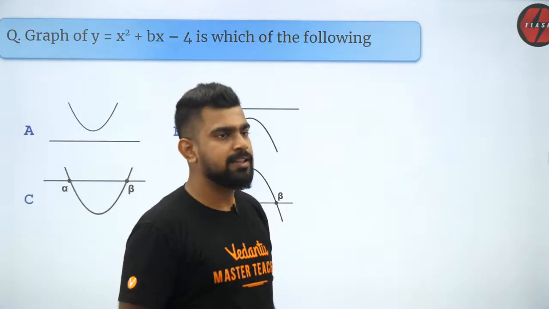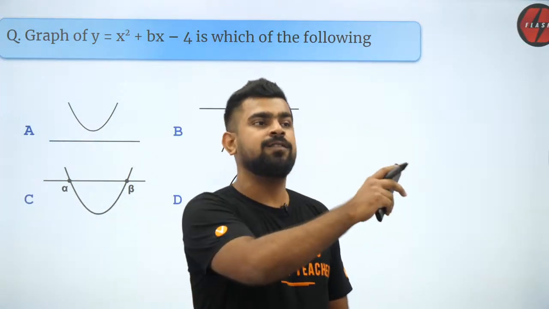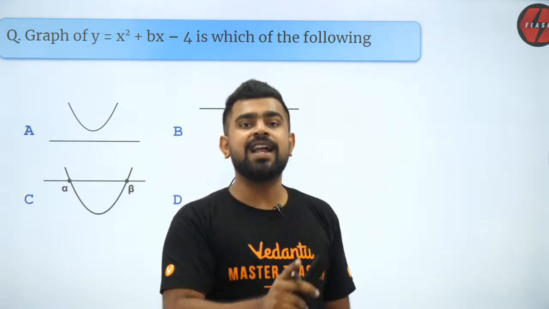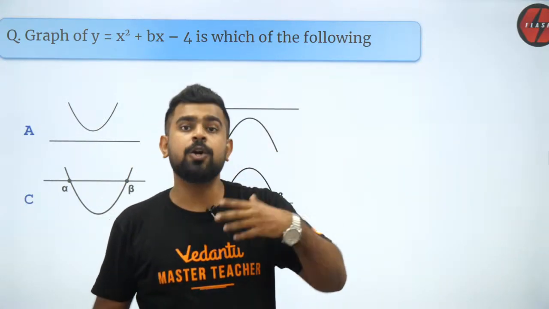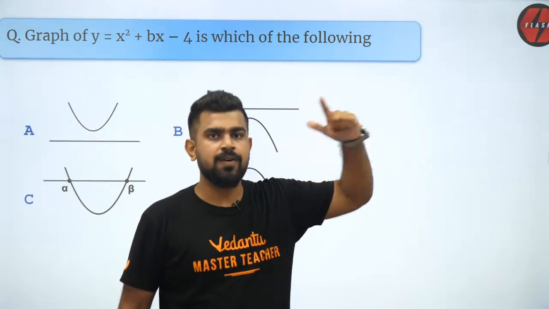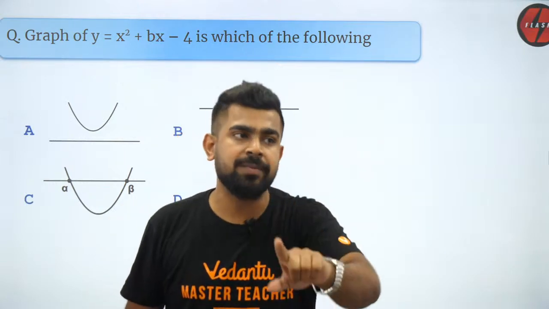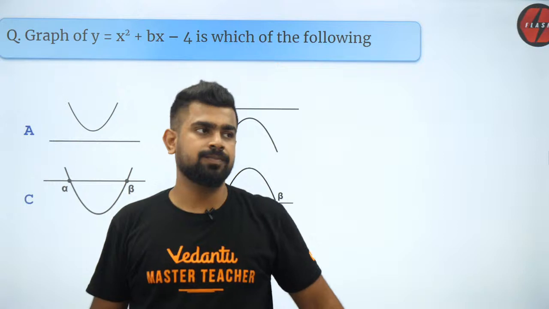Okay, let's move forward. If it cuts at 3 points, who is that? Saurav? No, that is a big mistake. A quadratic can cut the x-axis at a maximum of 2 points because of the fundamental theorem of algebra. Your fundamental law, what is that? An nth degree polynomial can have at most n roots.